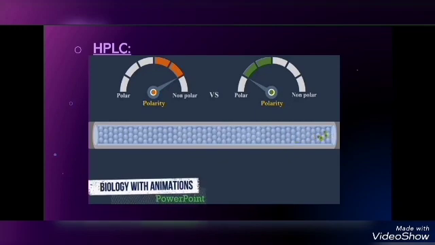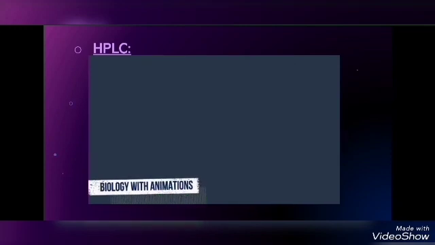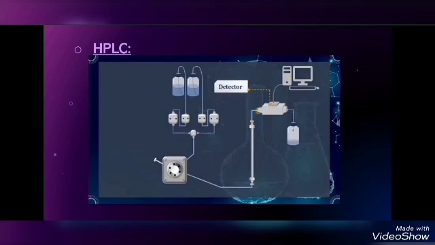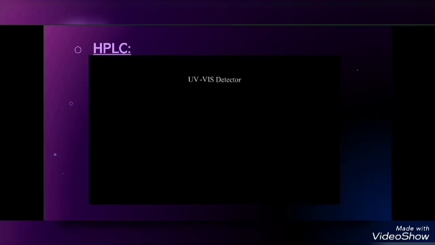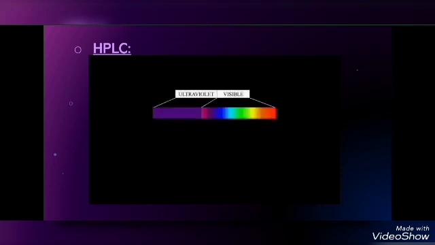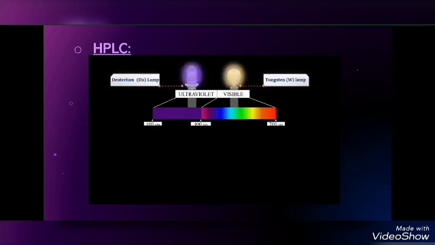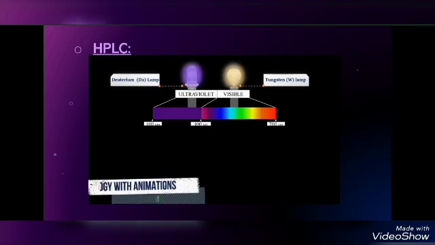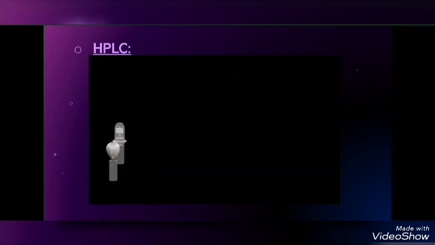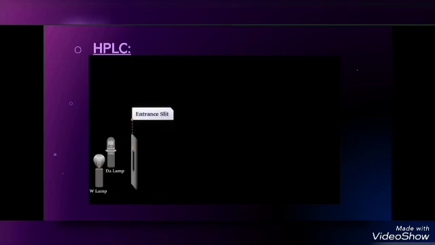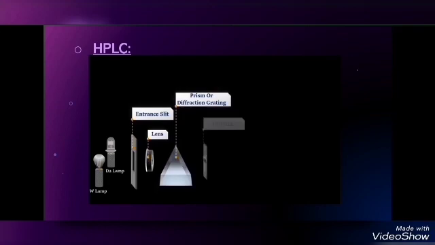As compounds elute from the column, they interact with the detector. Different types of detectors can be used, such as the UV detector, which shows an absorption spectrum in the ultraviolet or visible region. For UV detection, a deuterium discharge lamp is used as the light source. We can also find an entrance slit, lens, prism or diffraction grating, exit slit, flow cell, and a detector for absorption measurements.